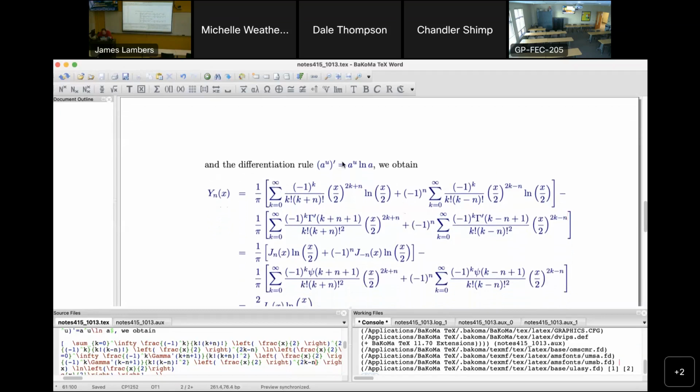For one thing, because of this differentiation rule, when you take the derivative of a to the u, you get itself times the log factor. What we see here, aside from the log factor, is just a Bessel function. So I have J of x times this logarithmic factor, and the same thing over here, plus minus 1 to the n. This is a formula for J sub minus n times the log factor. So that's a lot more concise now, thankfully.